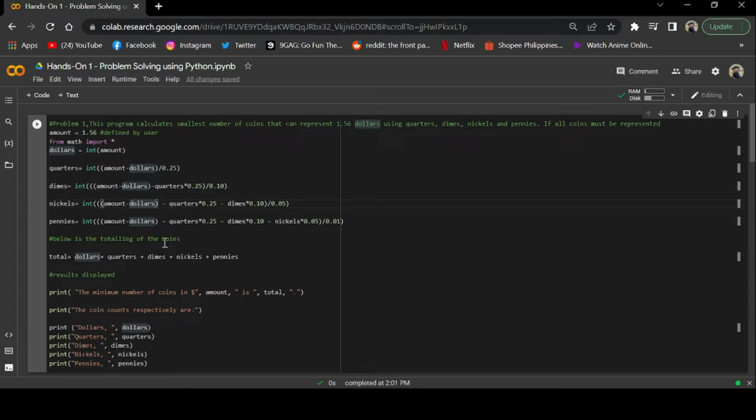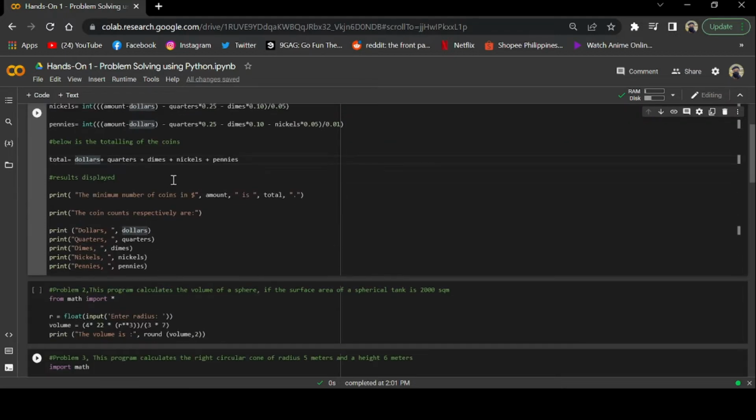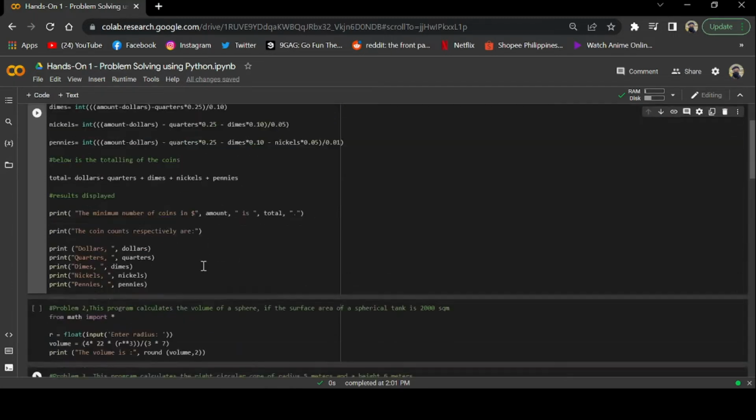So below is the totaling of the coins. Total equals dollars plus quarters plus dimes plus nickels plus pennies. So this is the print output displayed as a result. Print the minimum number of coins in dollars amount is total. We need parentheses here. Then print the coin counts respectively: dollars, quarters, dimes, nickels, and pennies, to print the specific number of coins from this given value up here, given by the user.